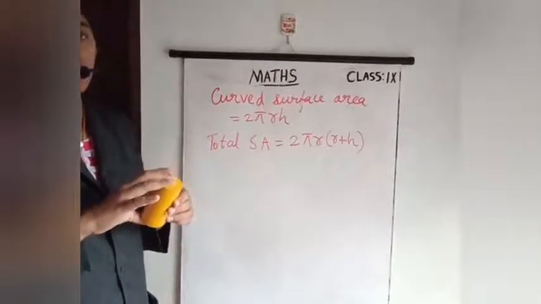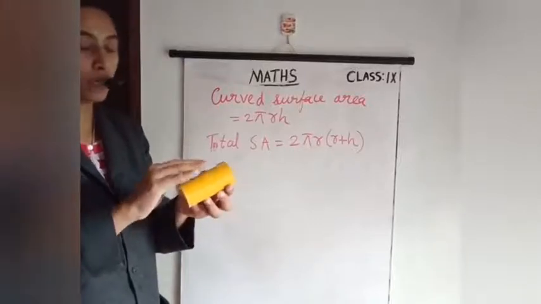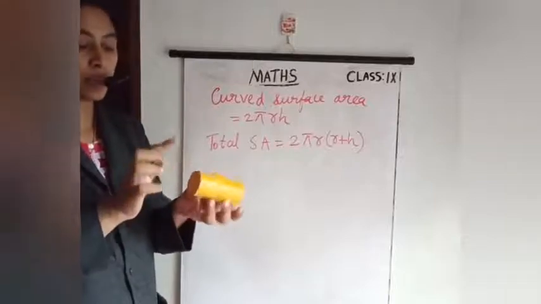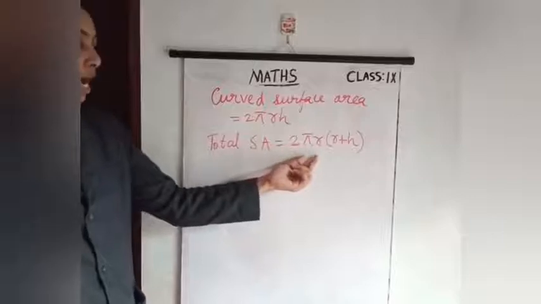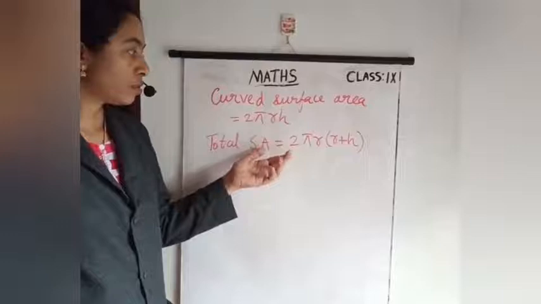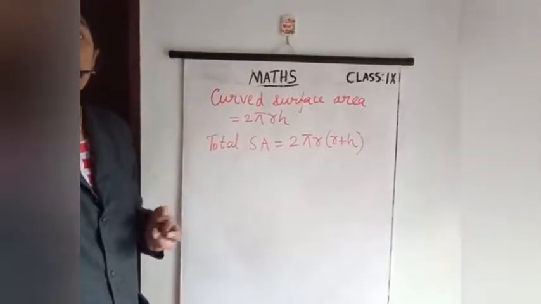Then total surface area. Total surface area means this curved surface area plus this area. Total surface area is 2 pi r into r plus h. So these two equations you learned in 8th standard.